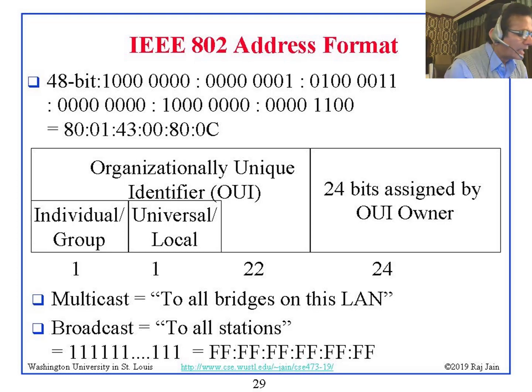Broadcast. The broadcast is another important address, which is all ones. If it is all ones, which means F, that means to all the stations. Please listen. Okay, so now here is the interesting thing. The broadcast address: if you look at the first bit, is it an individual address or a group address?